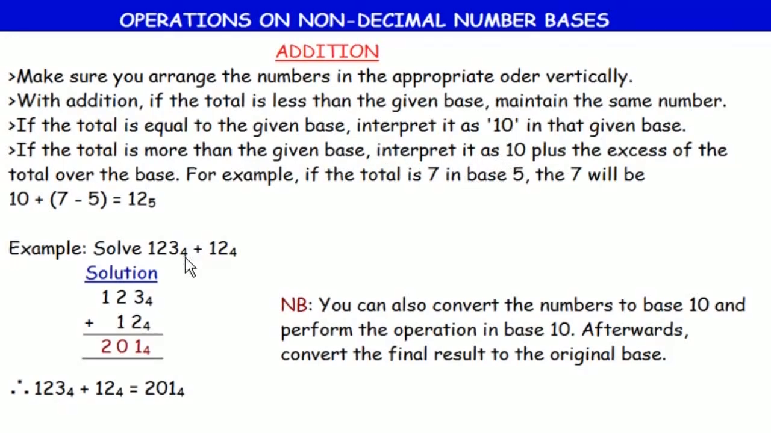Now if the total exceeds the given base, you interpret it as 10 plus the excess of the total over that base. For example, if the total is 7, in base 5 the 7 will be 10 plus the excess. So 10 plus 7 minus 5, which is 12 base 5.